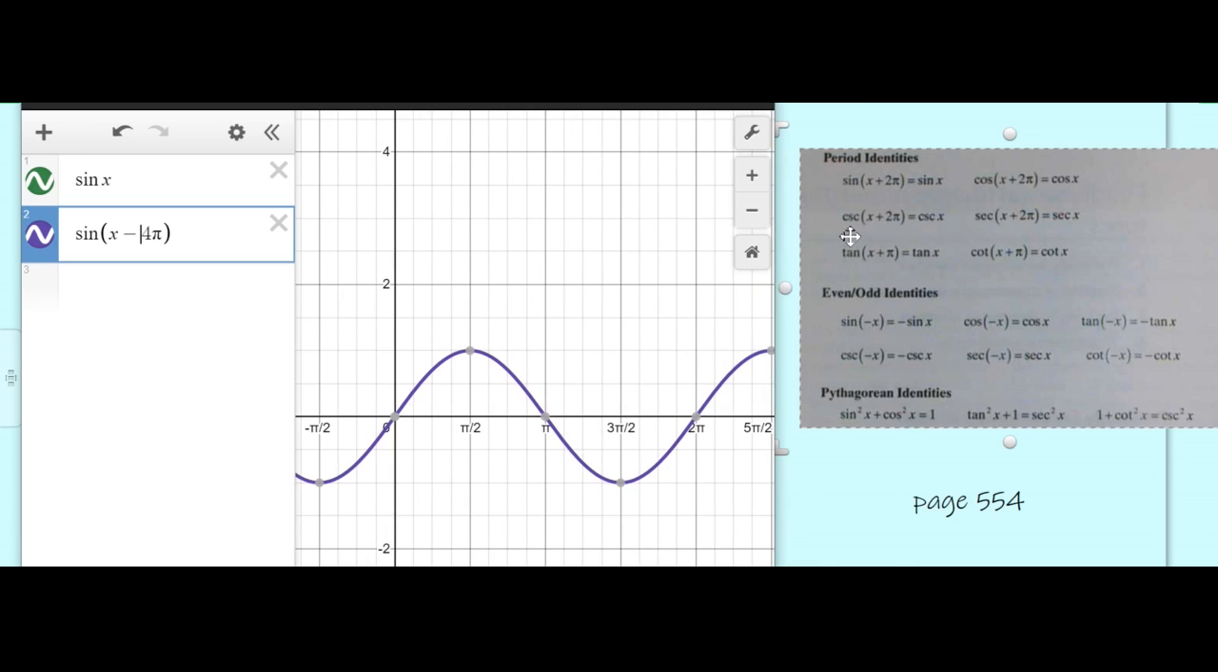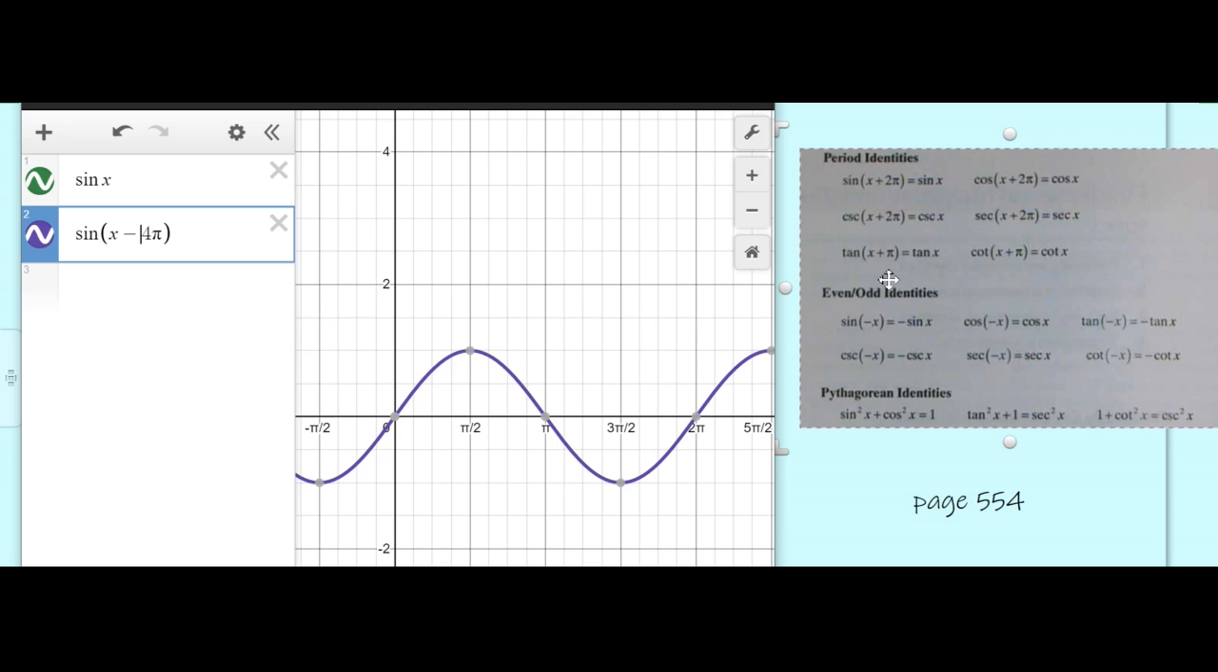Cosecant is its reciprocal function, and it has a period of 2 pi. So if you add 2 pi, you still get the original function. Cosine, add 2 pi, you have the original function. Secant, add 2 pi, you get the original function.